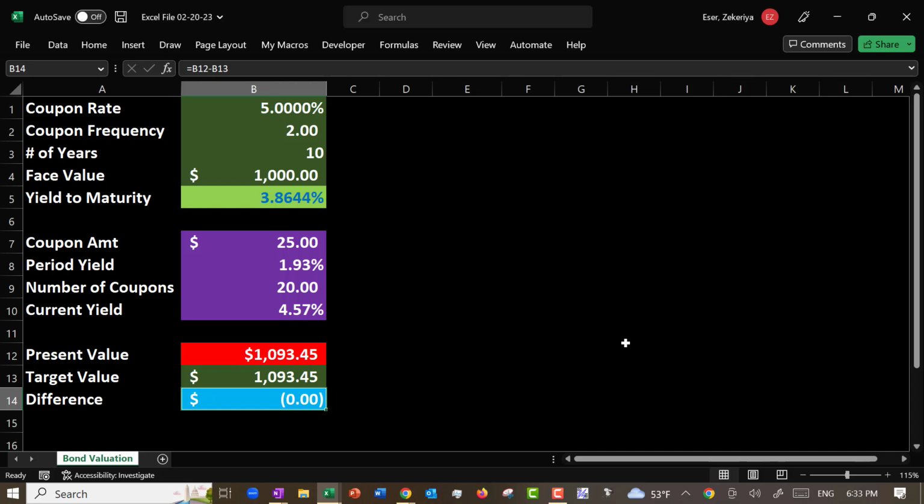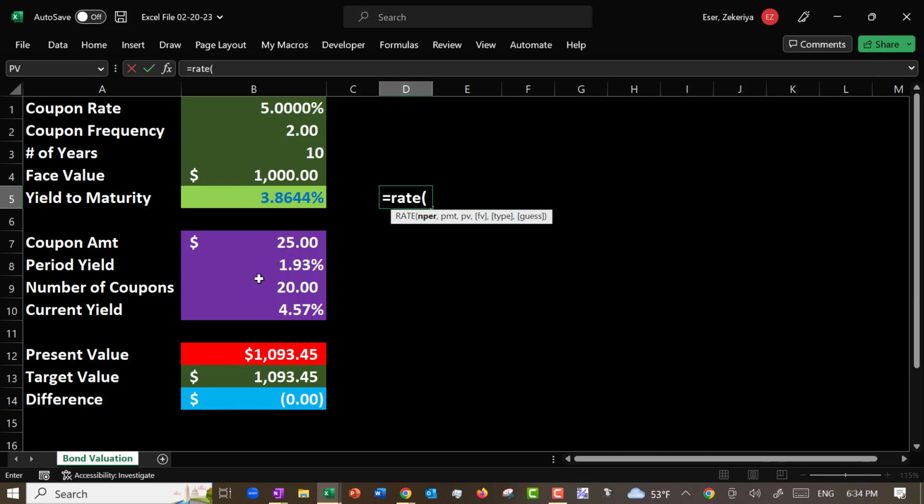I mean, if you want, there is a function. I can actually calculate that for you. It's called rate. That many periods. Payments are coupon amounts. Present value, you have to enter it as negative. And future value, face value. That's per period, multiplied with the frequency.